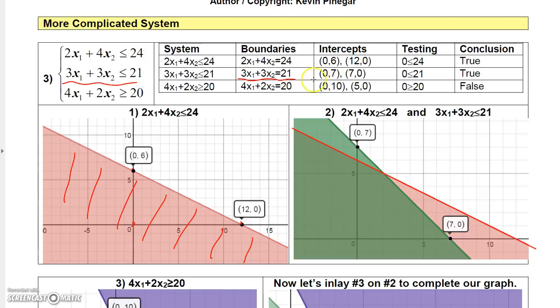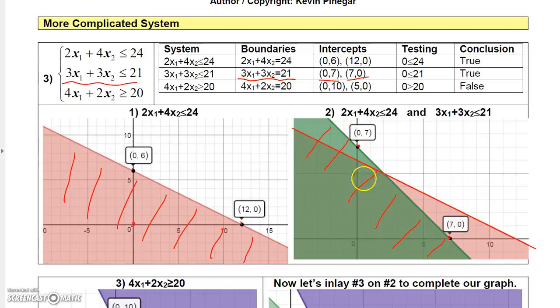So if I let x1 be 0, x2 is 7. Let x2 be 0, x1 is 7. And so it's going to go through (0, 7), which is right here, and (7, 0), which is right here. And then you'll see that I drew a solid line here to connect them. And then when I test (0, 0) for that one, I get a true statement. So I have to shade everything below that line, because (0, 0) is below it, and I got a true statement.